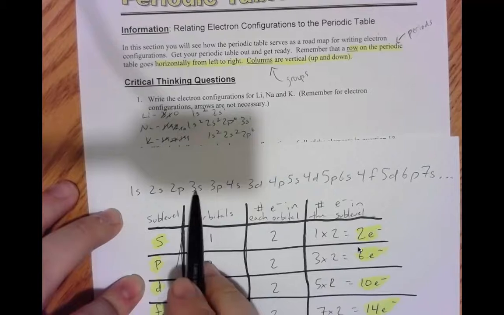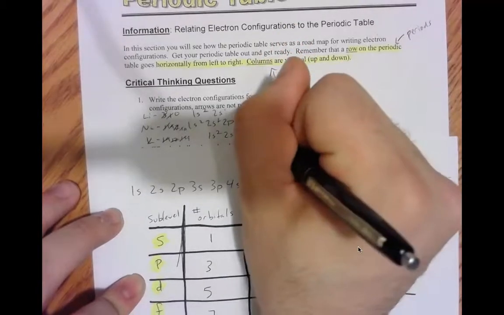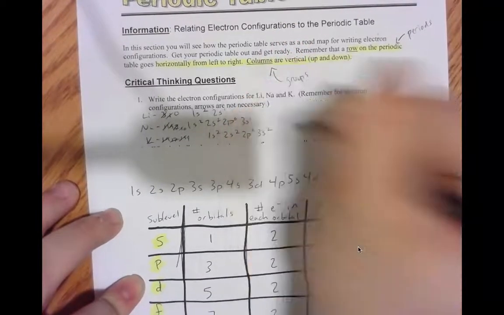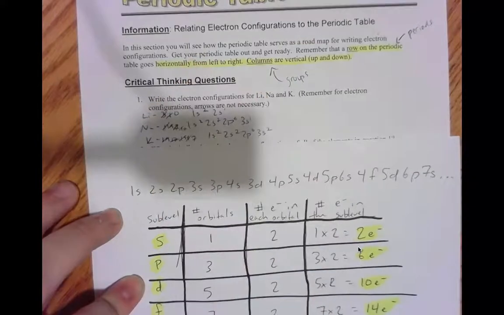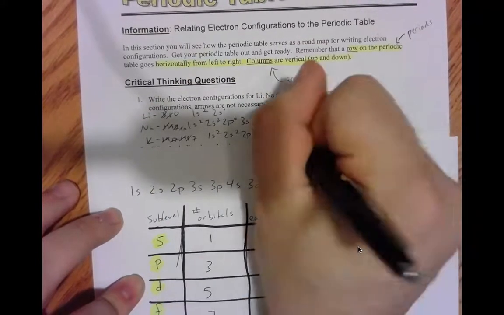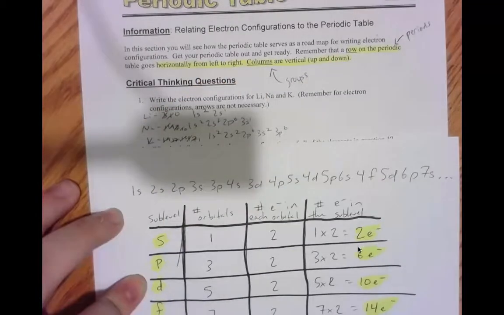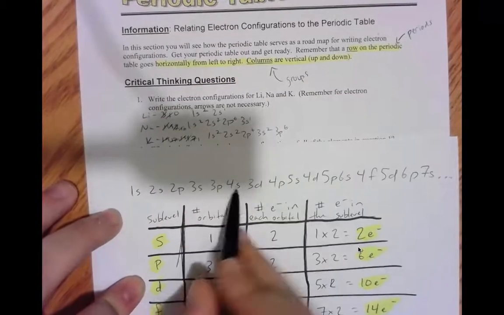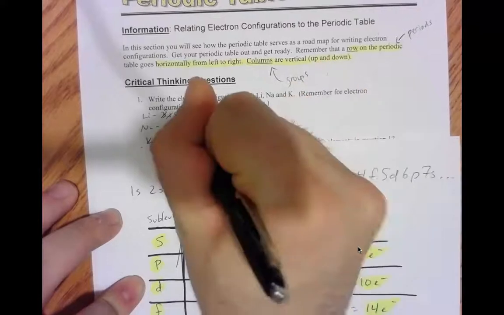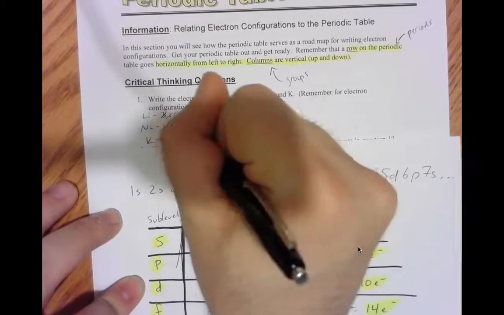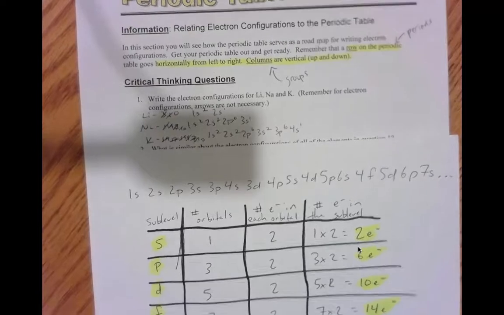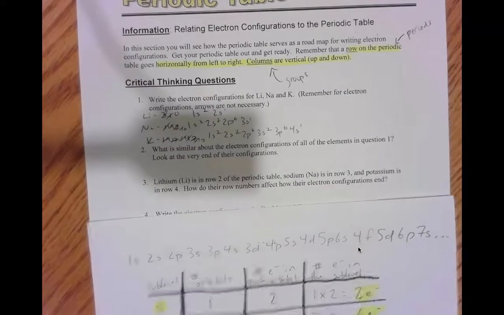After 2p comes 3s, so we can put a 3s, and we can put a 2, and then we have 7. After 3s comes 3p. P's can still hold 6, so we write 6. And there's 1, and then lastly, after 3p comes 4s. We only have a 1, so we put 1 left. So now we can do question 2.